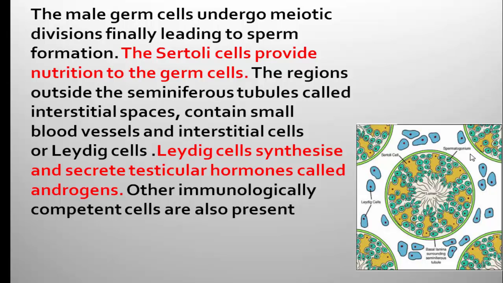The male germ cells which are present in the seminiferous tubule, from which structure are they produced? They are produced from the germinal epithelium, and these male germ cells undergo meiotic division, finally leading to sperm formation. When they complete spermatogenesis, they finally produce the male gametes called sperms, and the type of cell division supporting sperm formation is meiosis.